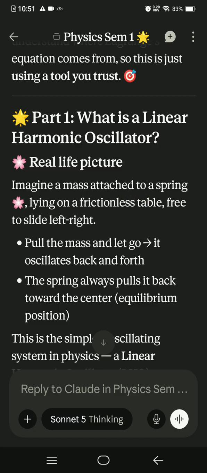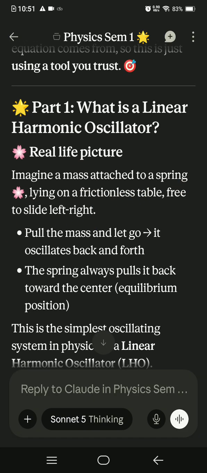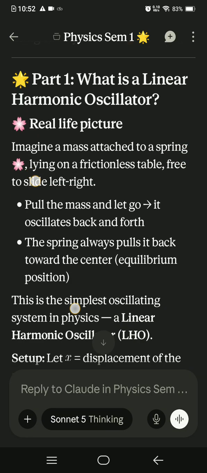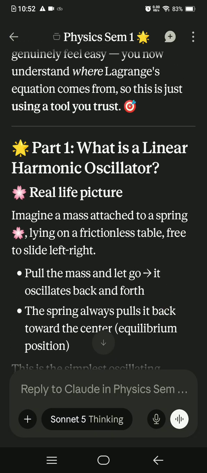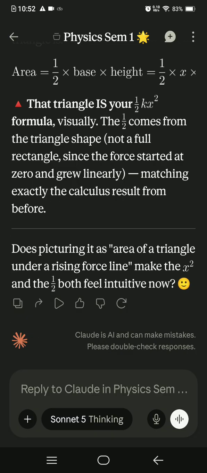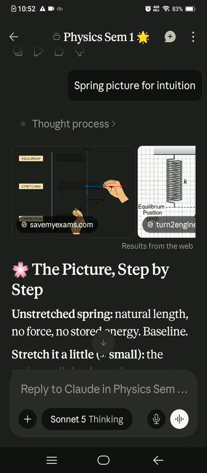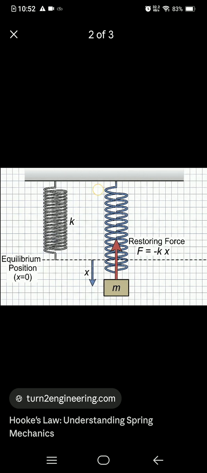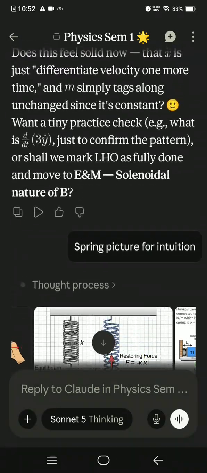Real life picture: imagine a mass attached to a spring lying on a frictionless table, free to slide left and right. If you haven't seen a spring, I have a picture. I already asked Claude for a picture. Let me show you. So this is what we are talking about. The spring is attached on one side to the wall and on the other side to a mass, not using gravity. It's on a flat table.